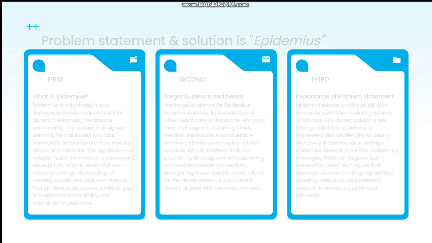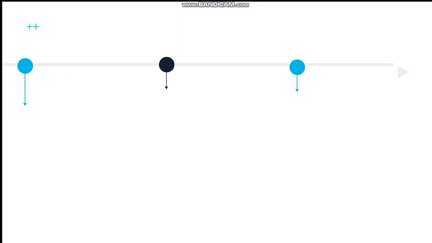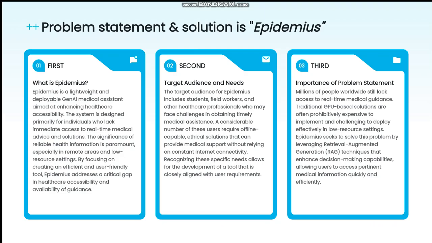Millions of people worldwide lack access to real-time medical guidance. This could be due to remote geography, financial constraints, or lack of medical facilities. So we have Epidemius, a lightweight and deployable generative AI medical assistant aimed at enhancing healthcare accessibility. Existing AI healthcare solutions often require heavy GPU infrastructures. These solutions are costly to deploy, making them impractical for educational institutions or NGOs working in underdeveloped regions.